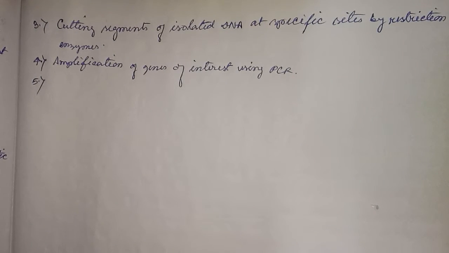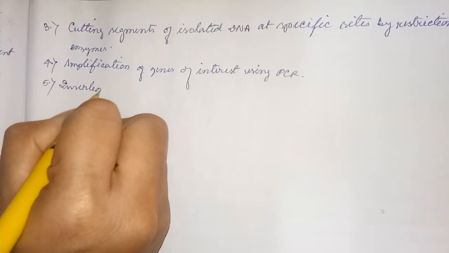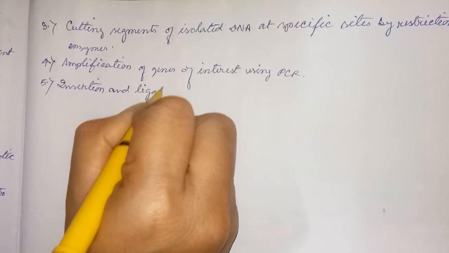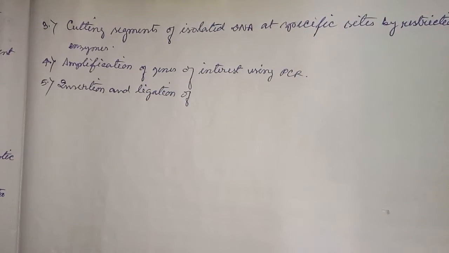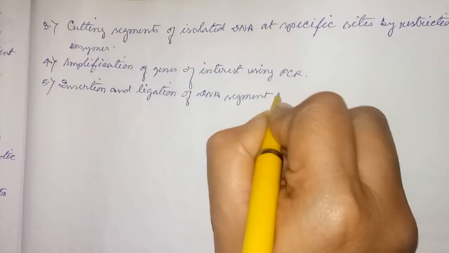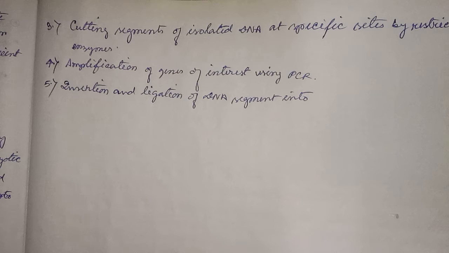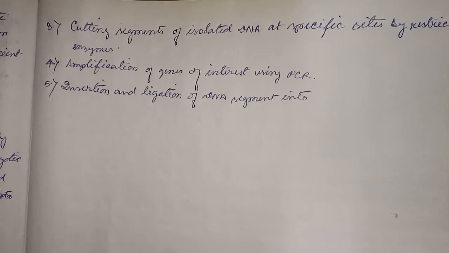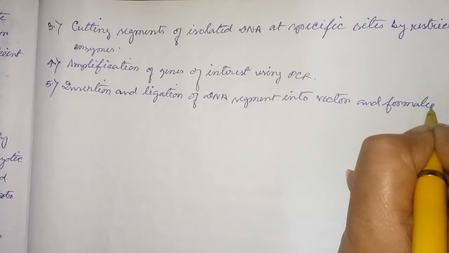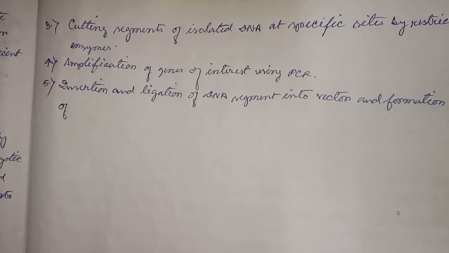Number 5 is insertion and ligation of DNA segment into vector and formation of recombinant DNA.